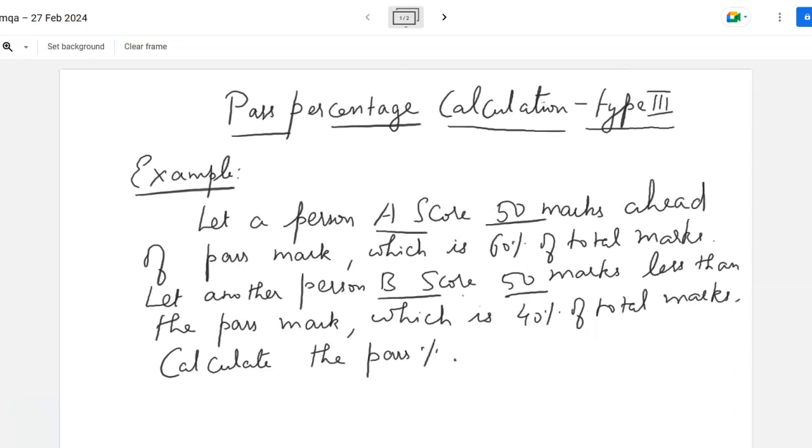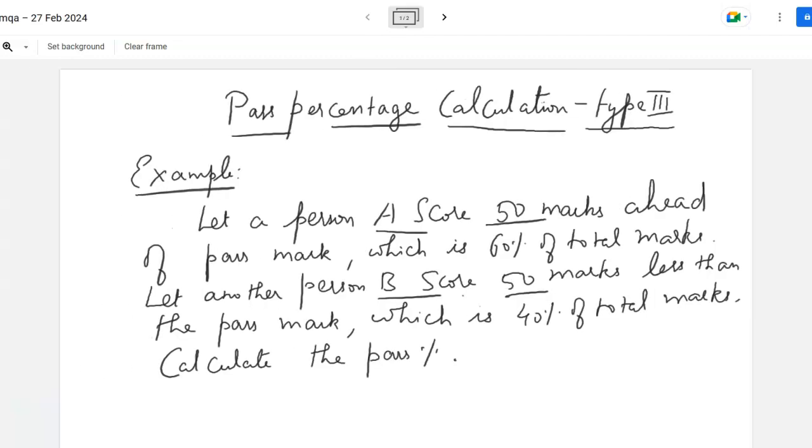So how to solve this one? First we will follow the conventional approach. Very conventional approach in the problem, let us face it. A is scoring 50 marks ahead of the pass mark. Total marks, let me keep it as X. Total marks X. Now A is securing 60% of the total marks, right?